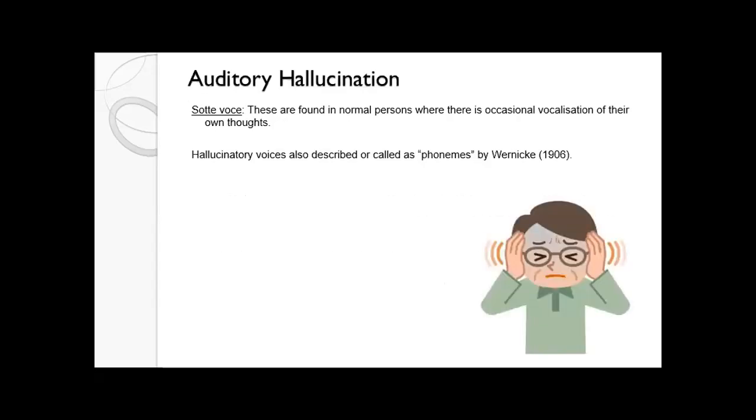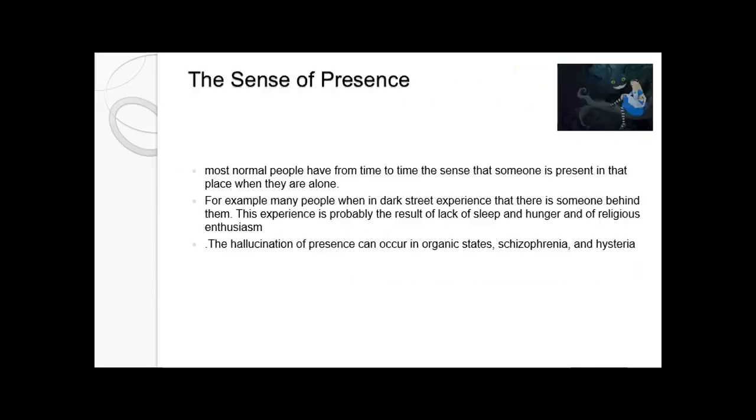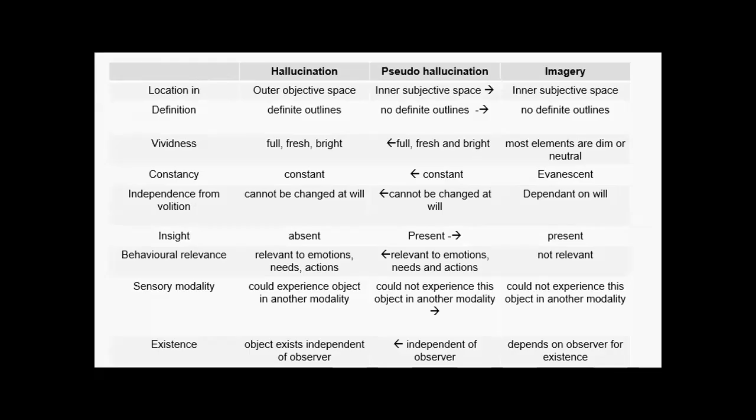Last slide now. Allocation to the illustration. Outer objective space and inner subjective space. Can you tell me the difference between the objective space and subjective space? Subjective space means what the patient is thinking or inside the patient's mind, and objective space is what he can visualize outside.